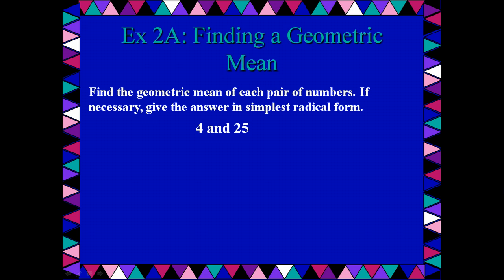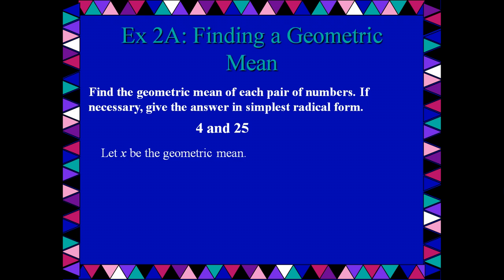Using an example, let's find a geometric mean. It says find the geometric mean of each pair of numbers. If necessary, give the answer in simplest radical form. In other words, I don't want you to use a calculator for these. I want you to use simplification. So our numbers are 4 and 25.